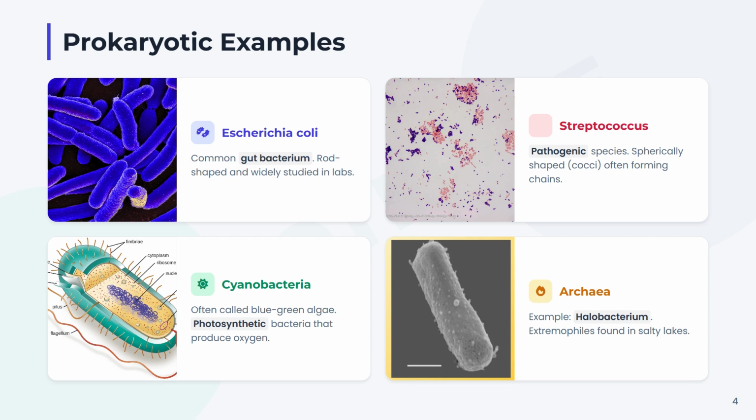Next, cyanobacteria. You might know these as blue-green algae. They are incredibly important photosynthetic bacteria that produce a significant amount of the Earth's oxygen. Then we have Streptococcus. This is a genus of pathogenic or disease-causing bacteria. They are spherical in shape, called cocci, and often form chains, like beads on a string.